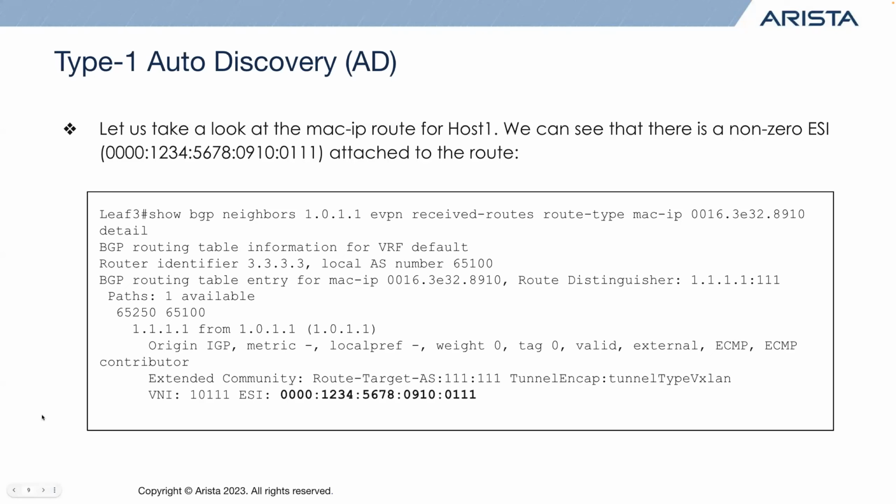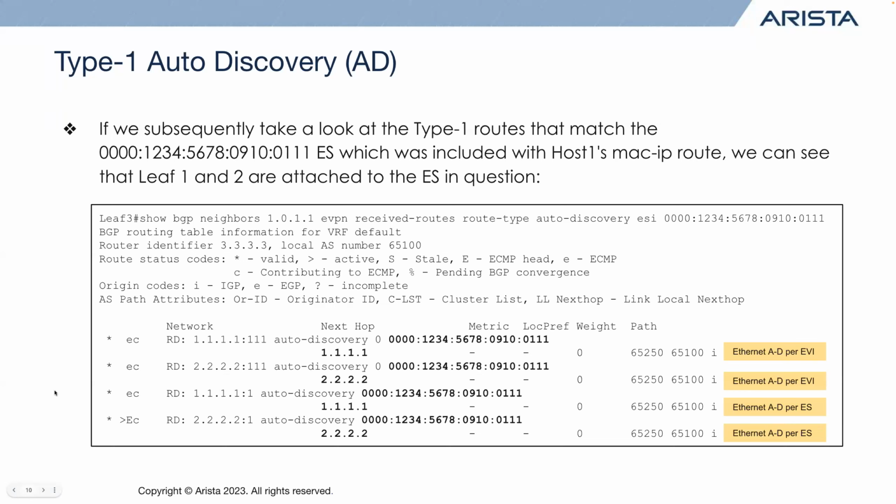Okay, so if we take a look at the MAC IP route here for host 1, we can see it's a MAC IP, and you can see that there's a non-zero Ethernet segment identifier here, and it ends in 0111. So if we take a look at the type 1 routes that match the Ethernet segment ending in 0111 here, we can see that VTEPs 1 and 2 are attached to the Ethernet segment. And we can see that they each advertise an AD per EVI route and an AD per Ethernet segment route.